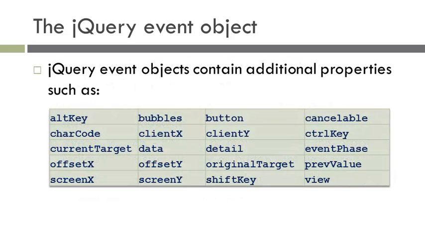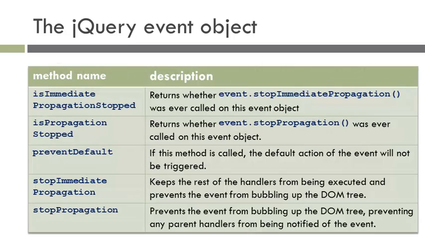jQuery event objects contain additional properties such as: is the event cancelable? Was the Ctrl or Alt key pressed? And mouse position data in relation to the screen, the browser, and the element that triggered the event. jQuery also adds enhancements to stopping or manipulating the propagation of the event chain. For instance, the default event action can be stopped with preventDefault, or the entire event chain can be stopped with stopPropagation.